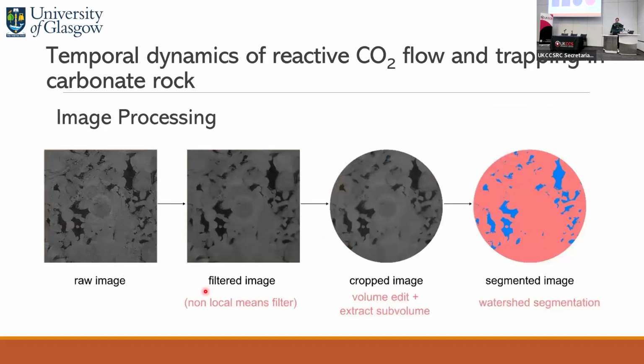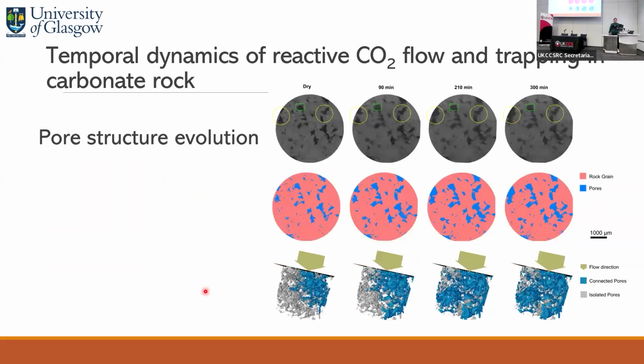So that's the image processing: raw images, filtered images, and segmentation into different phases. That is what it looks like. That is the post-reactive evaluation. We have different times. We continue injecting to monitor how the fracture changes. We can clearly see here the rock has more porosity, right? The rock matrix is eaten by the carbonic acid.